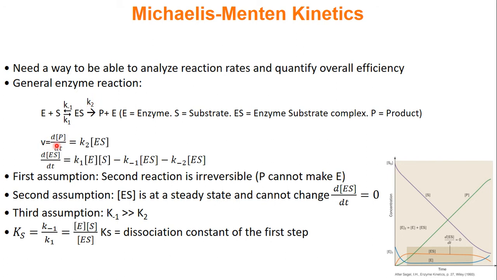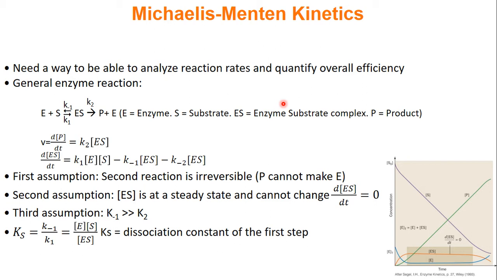So our velocity of making product is equal to K2 times ES, the amount of enzyme substrate we have. And our change in ES over time equals K1 E times S, so we're making ES, minus K minus 1 ES, we're destroying ES, minus K2 ES. So this should actually say K2, not K minus 2. K2 ES, we're making product and destroying ES.